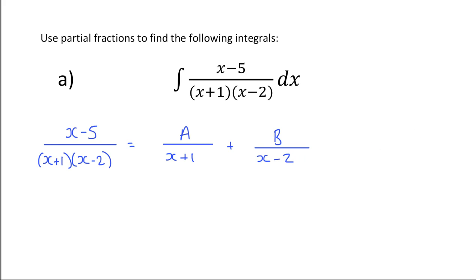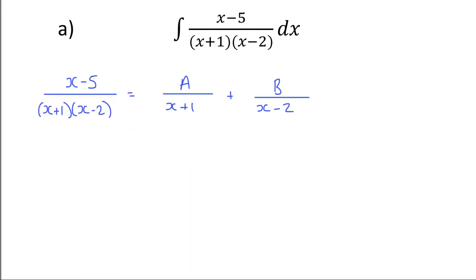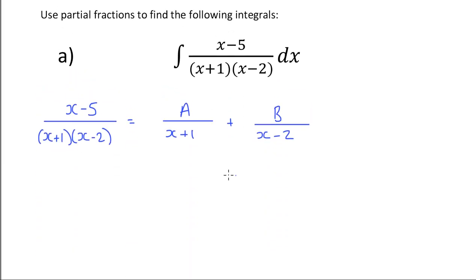so we're going to write down a plus b, and then what we're going to do is multiply, sorry, this should be an identity, we're going to multiply by this denominator on the left hand side and simplify what we've got. So when we multiply by the denominator, we're just going to have x minus 5 on the left hand side.